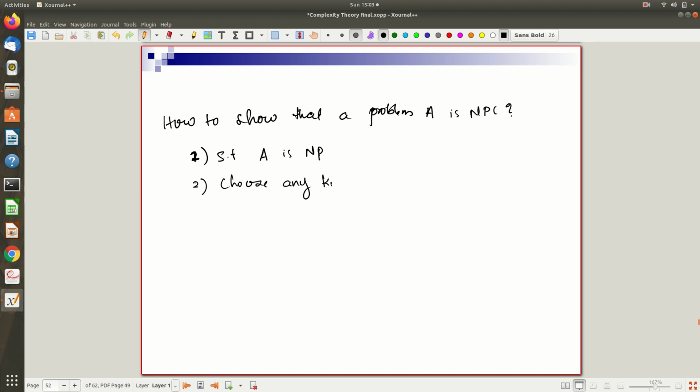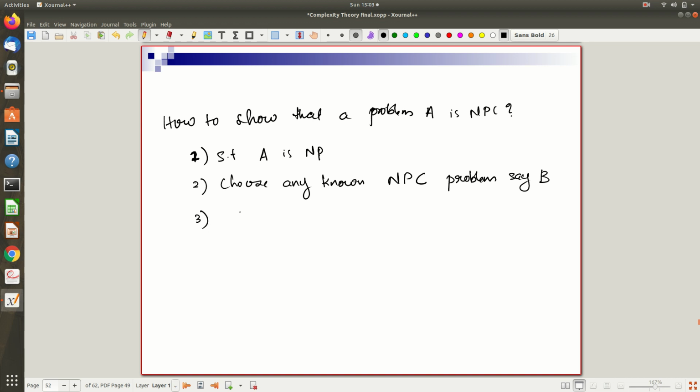any NP-complete problem. Or you can take NP-hard also. Typically we take NP-complete because it's a very rich set. Say B. So this is another problem I have taken.